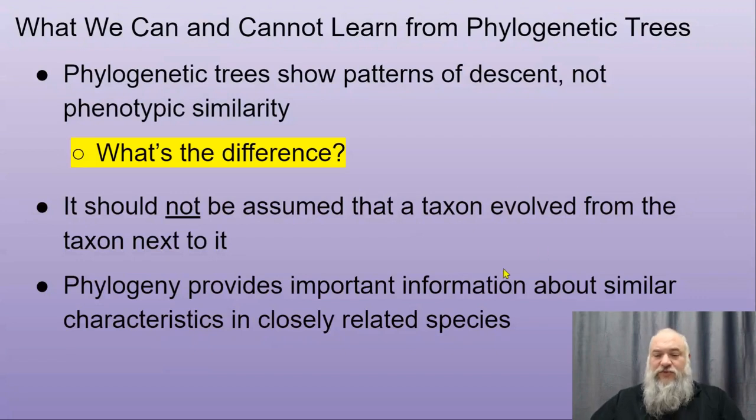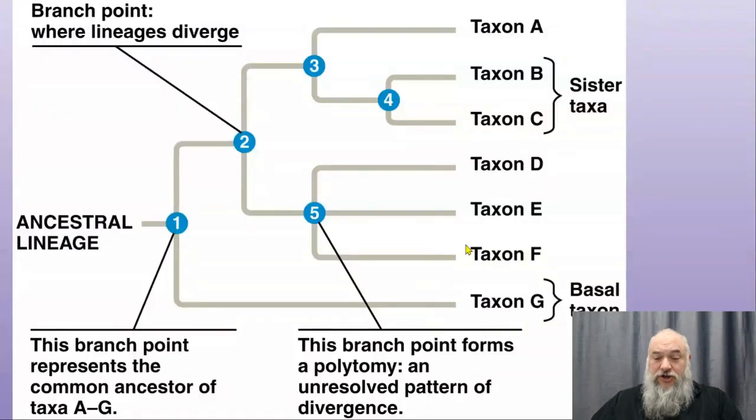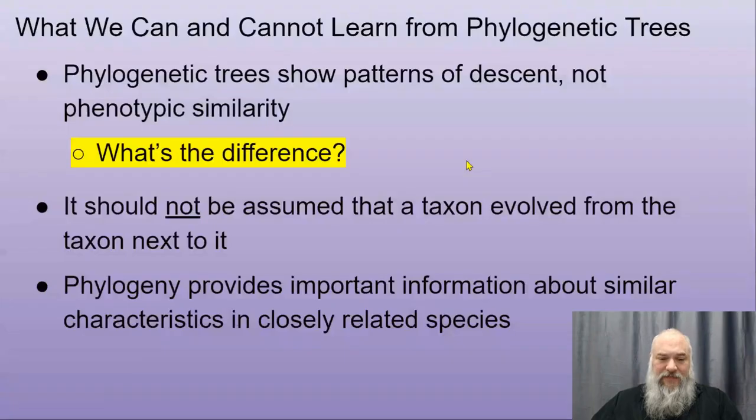It should not be assumed that a taxon evolved from the taxon next to it. So here we shouldn't assume that B evolved from C. What we can say is that B and C have a common ancestor in the past, but we can't say that one evolved from the other. We just can say they both evolved from that common ancestor. Phylogeny provides important information about similar characteristics in closely related species. That we can do. That's what it's useful for.